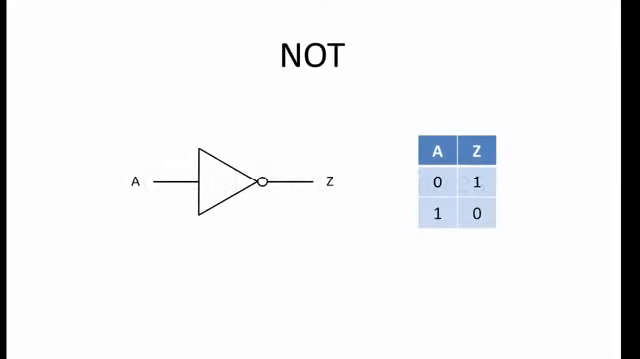Let's begin by reviewing the building blocks. This is a NOT gate. The input has been labelled A and the output has been labelled Z. You can see in the truth table that when A is 0, Z is 1, and when A is 1, Z is 0.